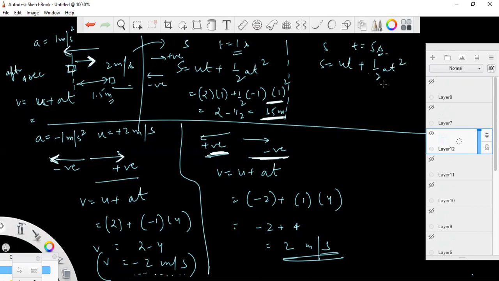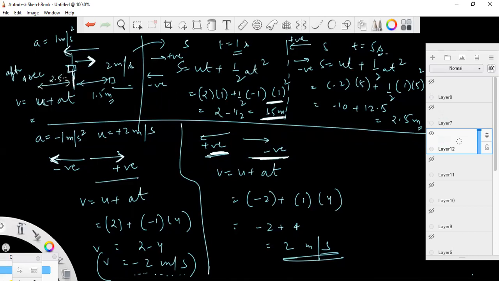So in this, if I want to take, let's say, this as positive and this as negative, what will be my values? U will be what? -2. Time is 5. Plus half. A is +1. Time is 5. So what will this become? -10. And what is this? Plus 12.5. Is that okay? Yes, sir. 2.5 meter. That means the object has traveled in the left direction, right? So after 5 seconds, the object is placed 2.5 to the left from the initial position. Is that okay?